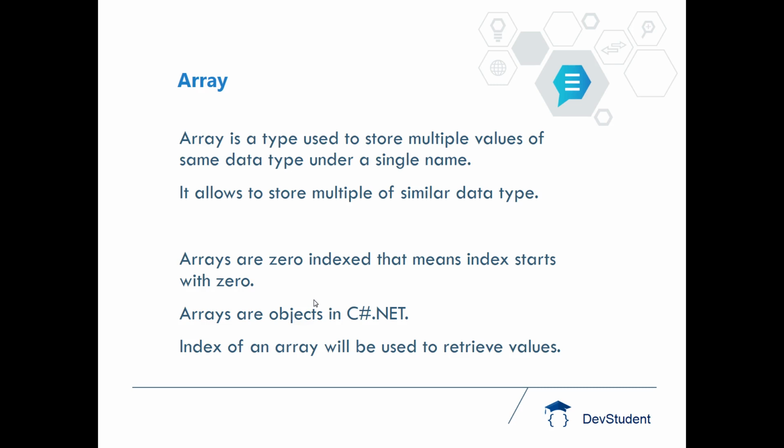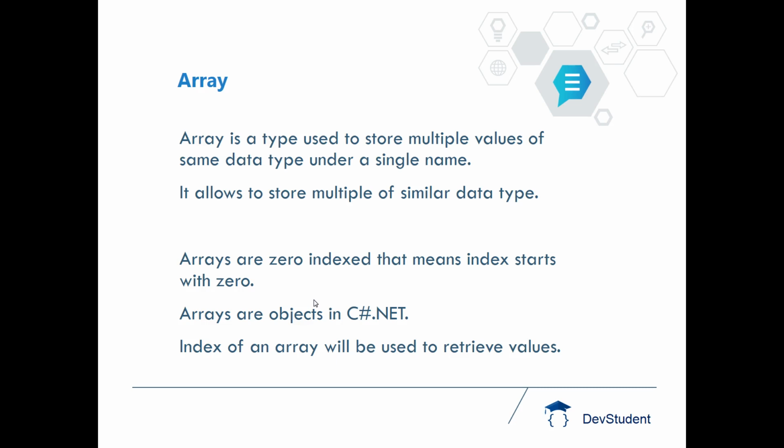Arrays are zero indexed. That means if you are storing multiple values inside an array, they are assigned to the array indexes. The first value will be a of 0, followed by a of 1, 2, and so on. So they are called zero indexed. Arrays are objects in C#.